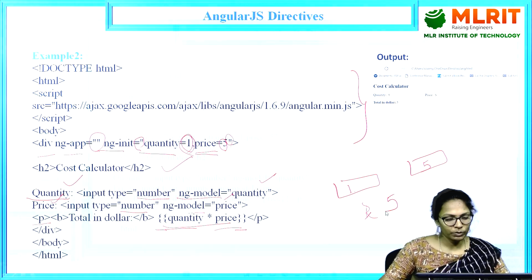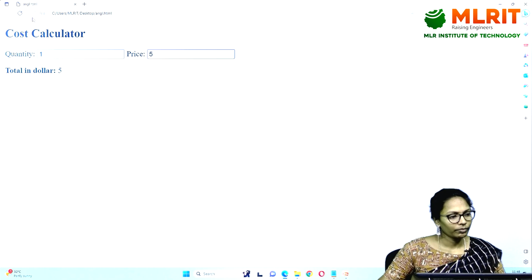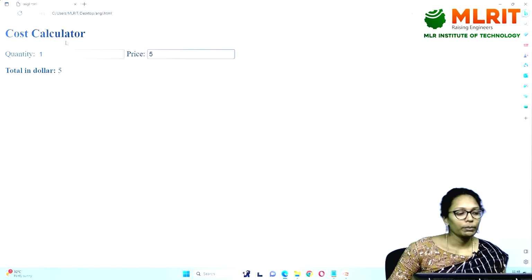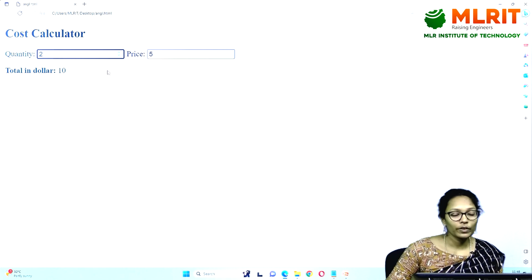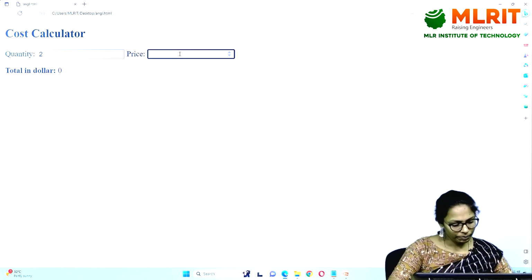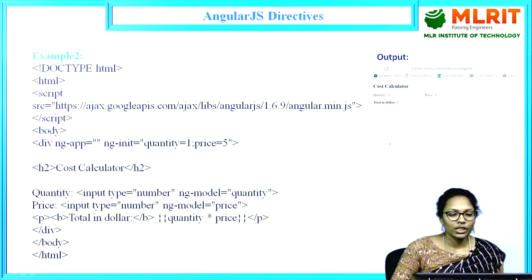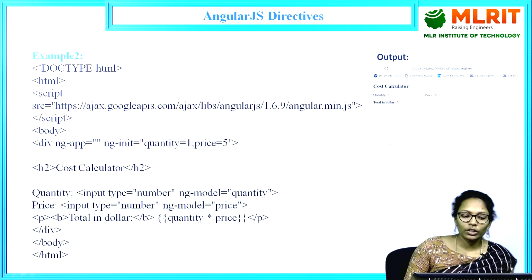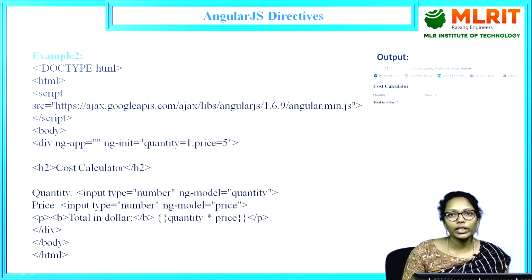So see the output for this. This is the output I am getting. Quantity by default I am getting 1, the price also 5, and the total in dollars is 5. If I modify the quantity to 2, 2 into 5 is 10, and if I modify the price to 10, that is 20. So in ng-init, you can also initialize multiple values. If you have multiple values, you need to separate them using a semicolon.